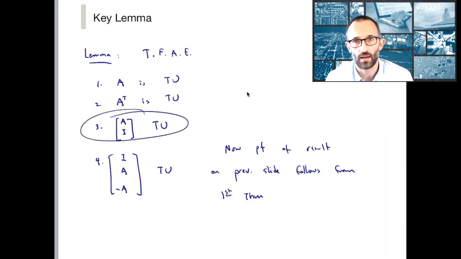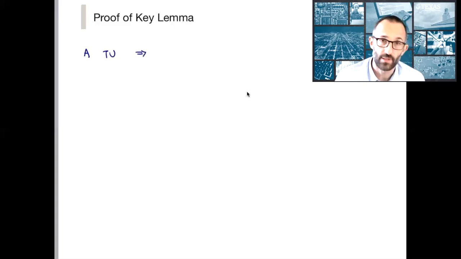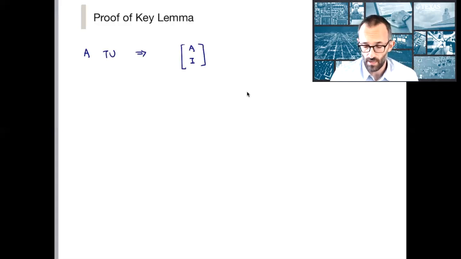Let's have a look at this result just to see how it goes. So let's prove a part of it, and the rest of it is quite similar. So let's show A is totally unimodular implies that the matrix A, identity is totally unimodular. Clearly, by definition of total unimodularity, the converse holds immediately, because any square submatrix of A is a square submatrix of a bigger matrix that includes A as a submatrix. So that's easy.